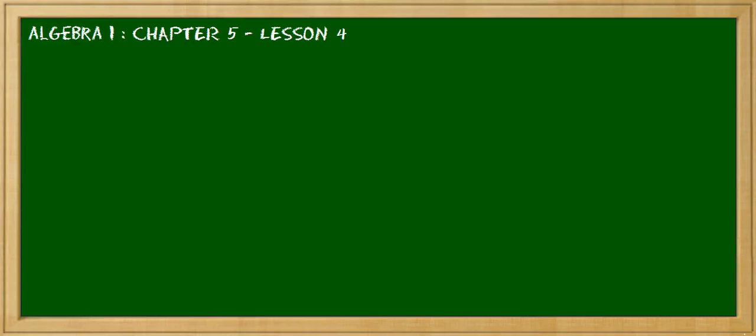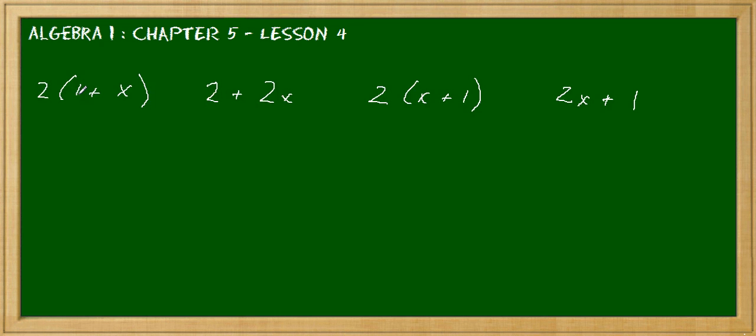Now let's take a look at the following algebraic expressions. We have 2 times (1 plus x), we have 2 plus 2x, and we have 2 times (x plus 1), and we have 2x plus 1. Now, they are also alike except for one. So I'm going to go ahead and just pop these on here. I'm going to just paste them, and we have our images here.